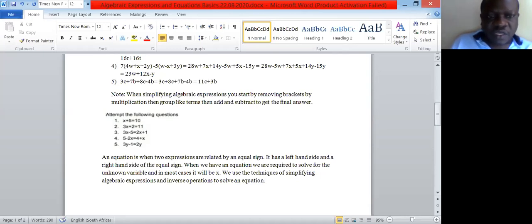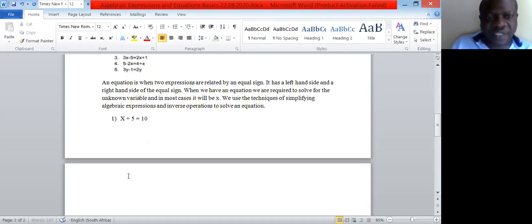Right, e.g., number one, we've got our equation which is saying x plus 5 is equal to 10. So now we group like terms together. So we leave the terms in x on the left-hand side of the equation and those without x on the other side of the equation. And when a number goes to the other side of the equation, it changes its sign. It takes the inverse.